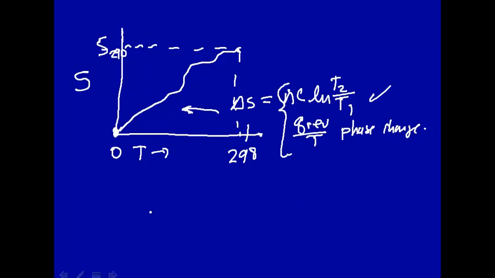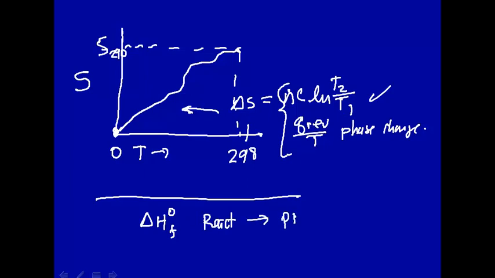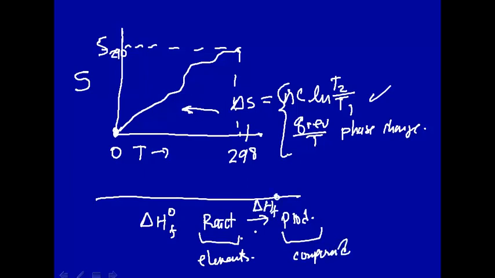Now let's look at standard enthalpy of formation. So remember we talked about standard enthalpy, delta H, standard enthalpy of formation. That means you take the elements in their standard state, 25 degrees, like a gas or liquid or so on, and that'll be the reactants. And then you form the products. So these are the elements, and this is the compound. And delta H for that process is a standard enthalpy of formation.